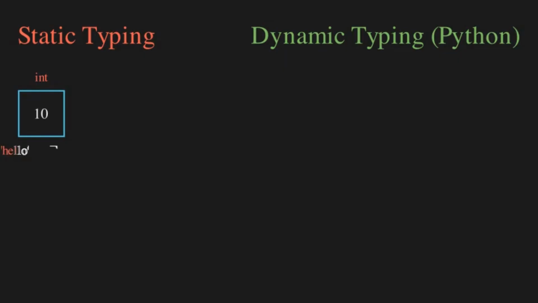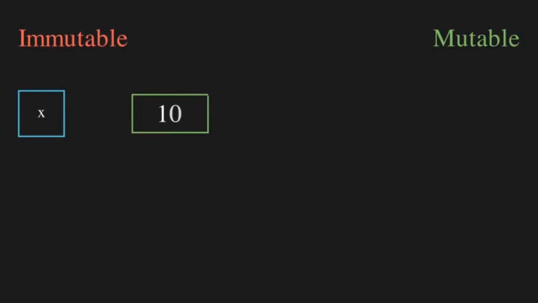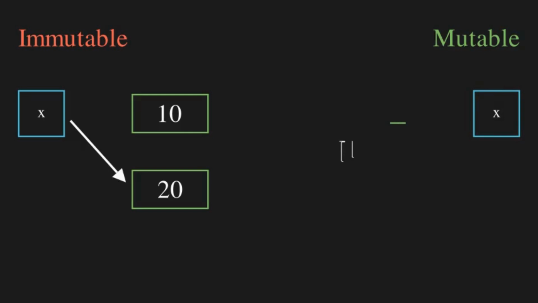Then we will learn about types of variables. Some languages need you to tell the type, like integer or string, before using it. But Python is easy. It understands the type automatically. This is called dynamic typing. After that, we will learn mutable things that can change, like a list. Immutable things that cannot change, like a number.